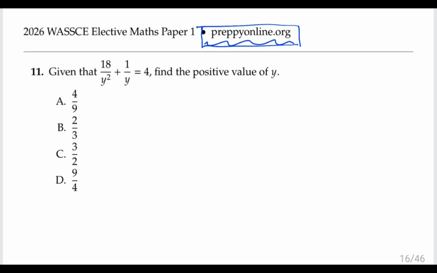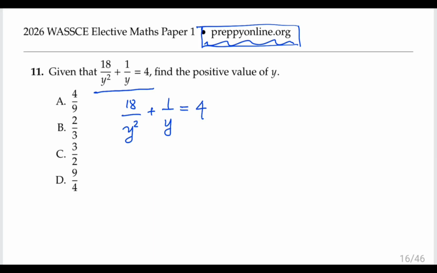Question 11. Given that 18 over y squared plus 1 over y is equal to 4, find the positive value of y. One way we can do this is to try to eliminate the fractions, and we do that by multiplying through by y squared. So we have 18 over y squared plus 1 over y is equal to 4.